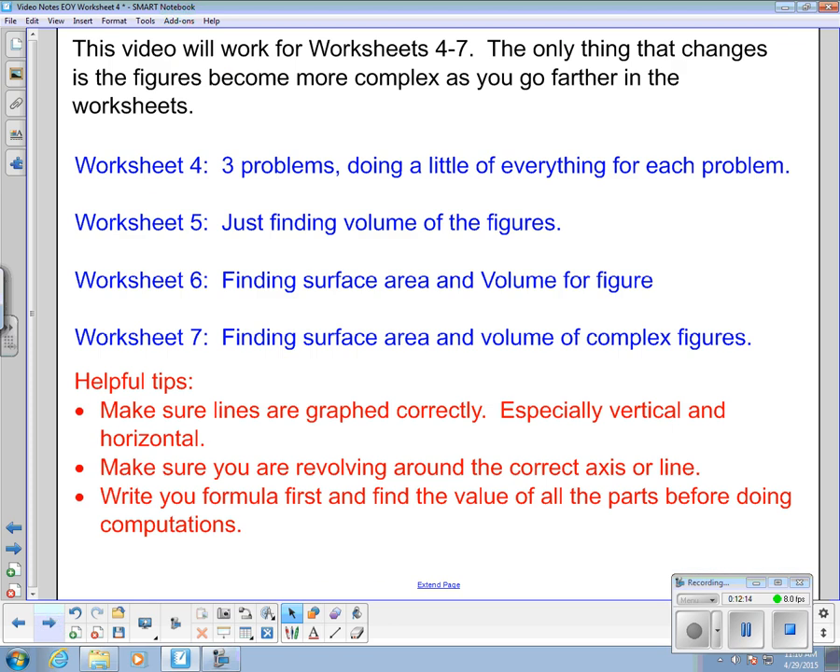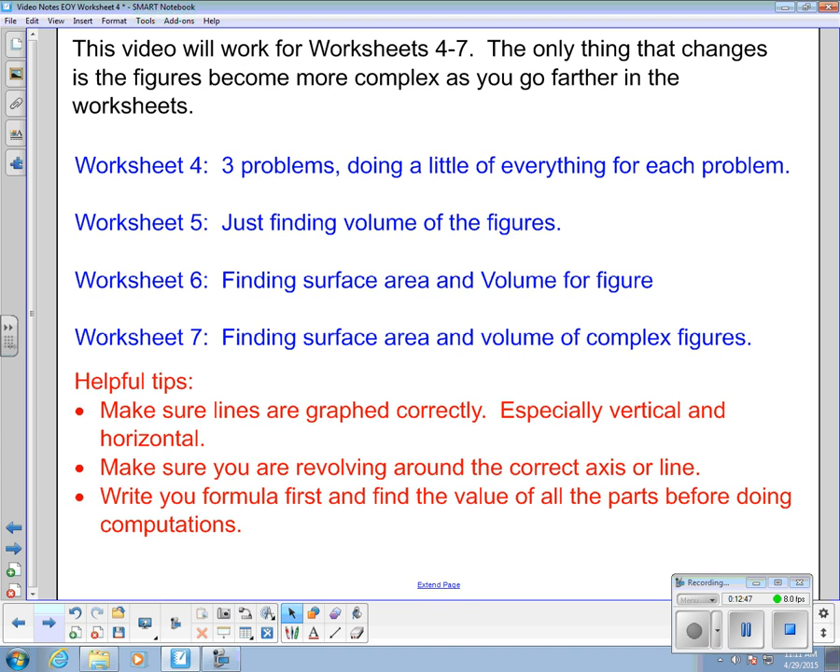So here are some things to remember, okay? This video works for worksheets 4 through 7 as it goes through the process of some of those formulas. Worksheet 3 has 3 problems doing a little bit of everything, surface area and volume on each one. Figures aren't too complex in the first one. Worksheet 5 is just finding volume of all the figures. It gets you some practice with some complex figures for volume. Worksheet 6 is finding surface area and volume for figures, but it's like you're using the same figure over and over again to do different rotations and stuff. Worksheet 7 is finding surface area and volume of very complex figures. I actually give you the picture of what it looks like for worksheet 7 to help you with seeing things.